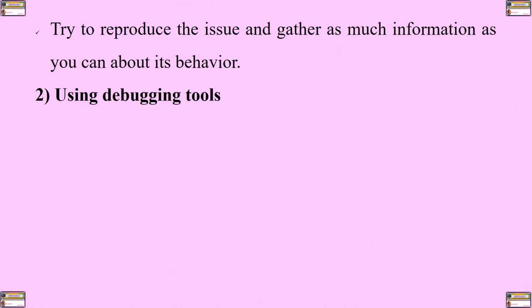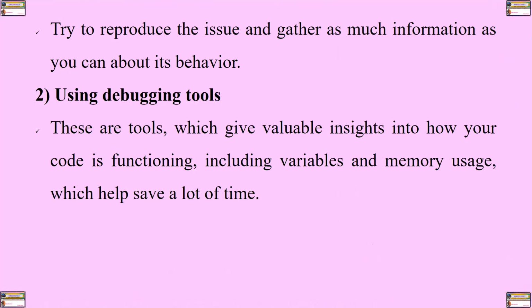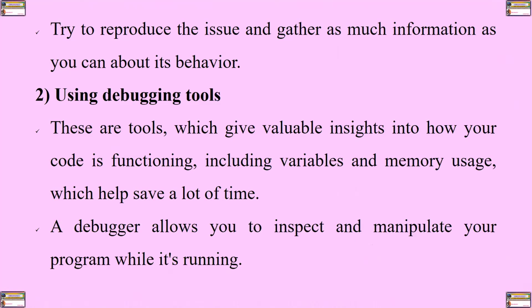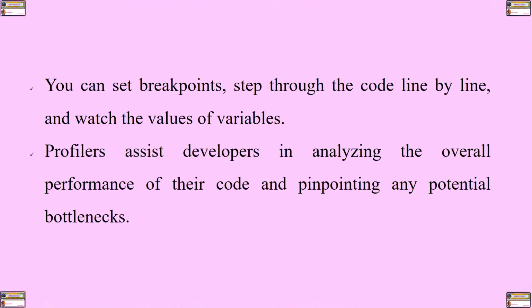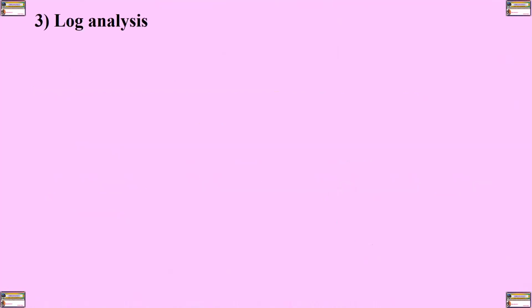Number 2 is using debugging tools. These are the tools which give valuable insights into how your code is functioning, including variables and the memory usage, which help save a lot of time. A debugger allows you to inspect and manipulate your program while it is running. You can set breakpoints, step through the code line by line, and watch the values of variables. Profilers assist developers in analyzing the overall performance of their code and pinpointing any potential bottlenecks.